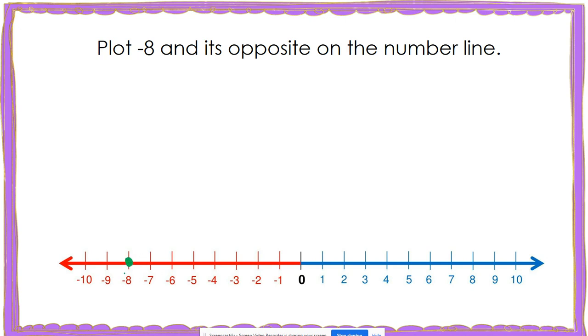To find -8's opposite, I would go back to 0, and since I had to move left to get to -8, I would need to move right to find its opposite. I moved 8 units left to get to -8, so I will need to move 8 units right to find its opposite, which lands me at +8. So -8 and +8 are opposite numbers.